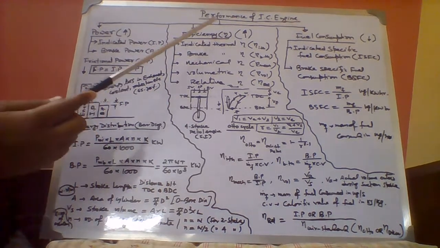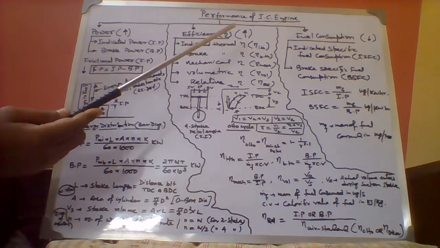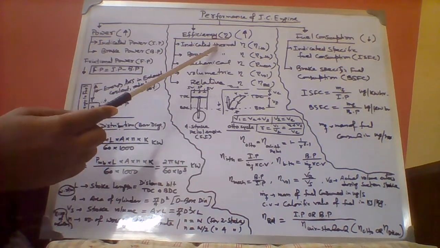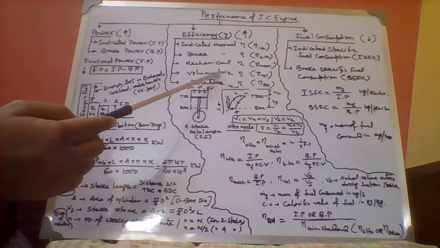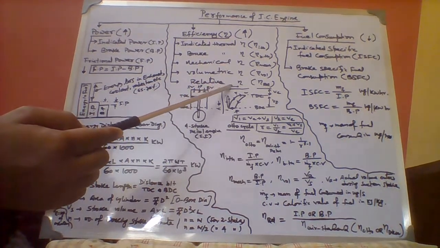Now I move to the second term, efficiency. There are different kinds of efficiency: indicated thermal efficiency, brake thermal efficiency, mechanical efficiency, volumetric efficiency, and the last one is relative efficiency.